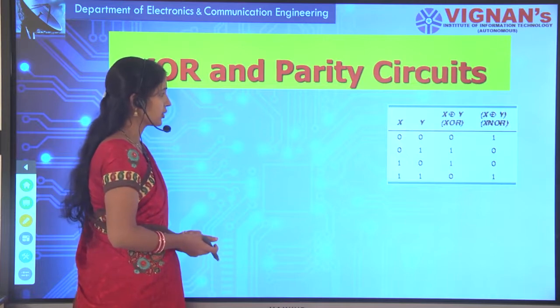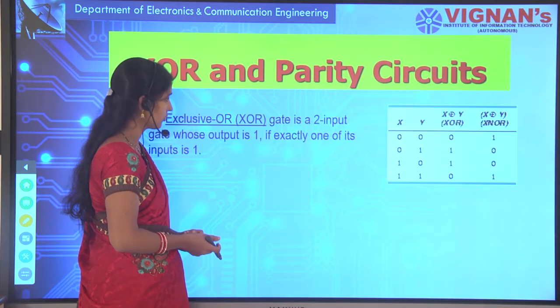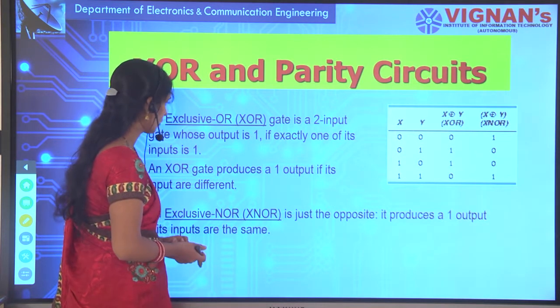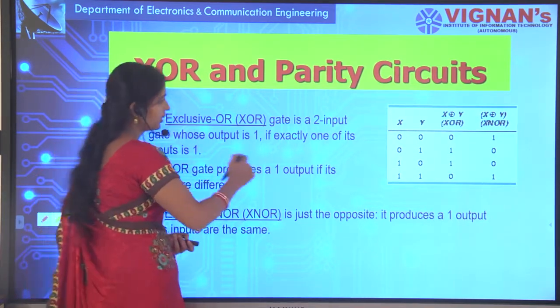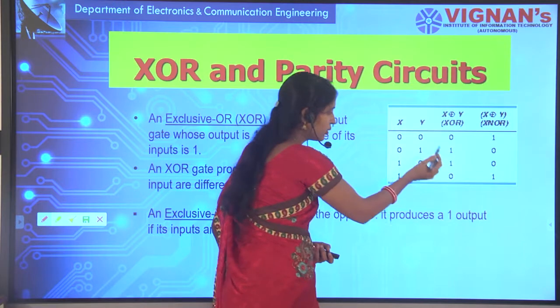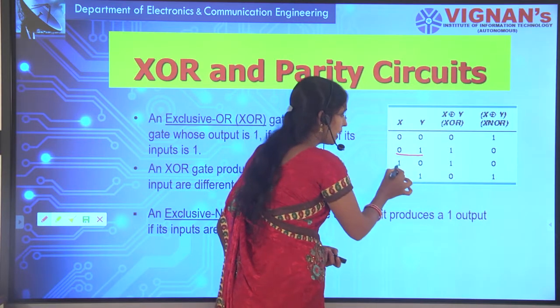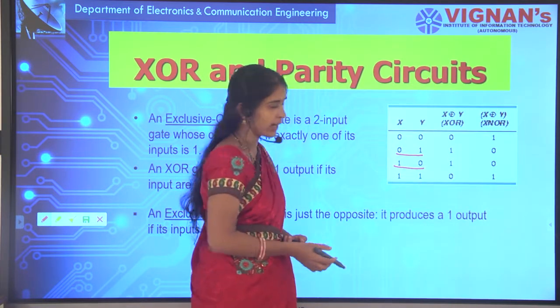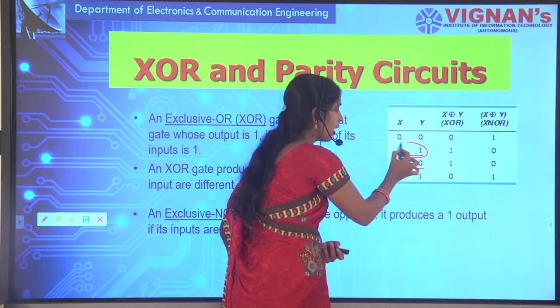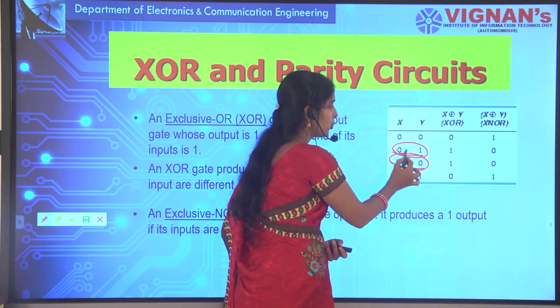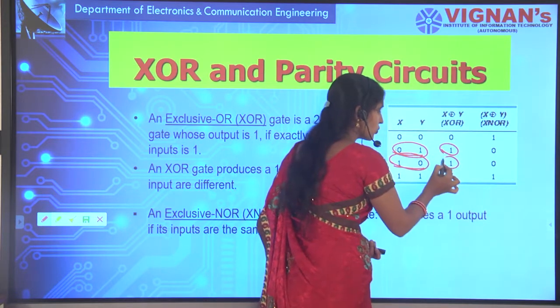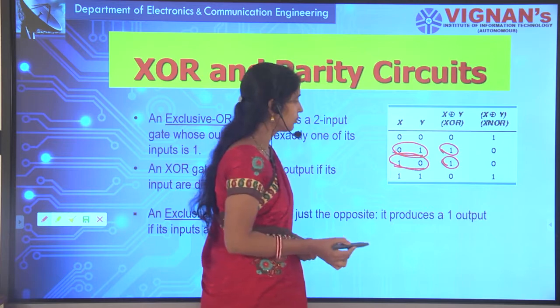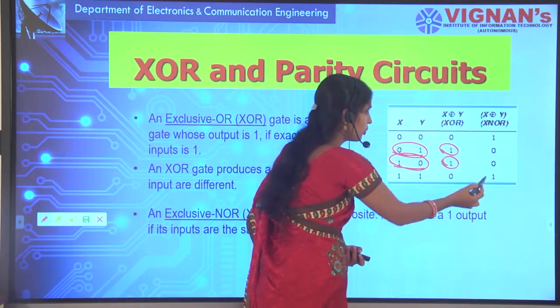XOR and parity circuits. See, from this truth table, you might be noting that if at all there is an odd number of ones in the XOR truth table, with an odd number of ones you are getting output as 1. And again, with an even number of ones, the output is 0.